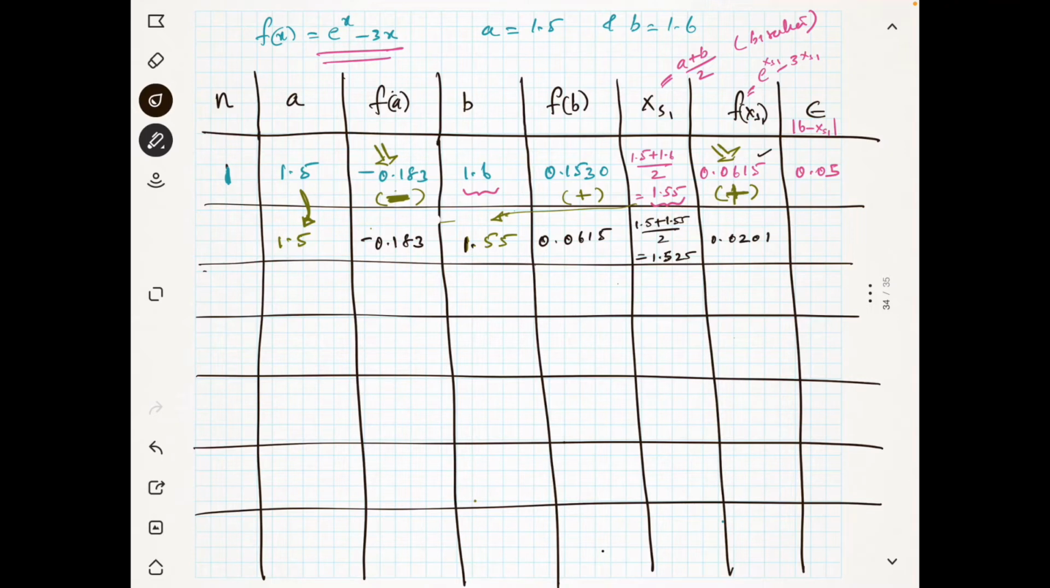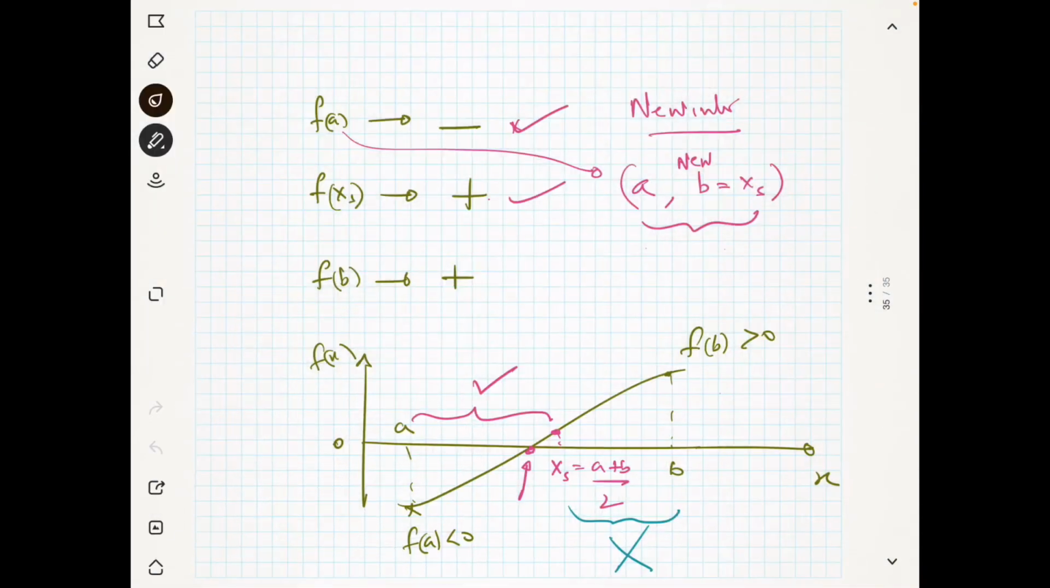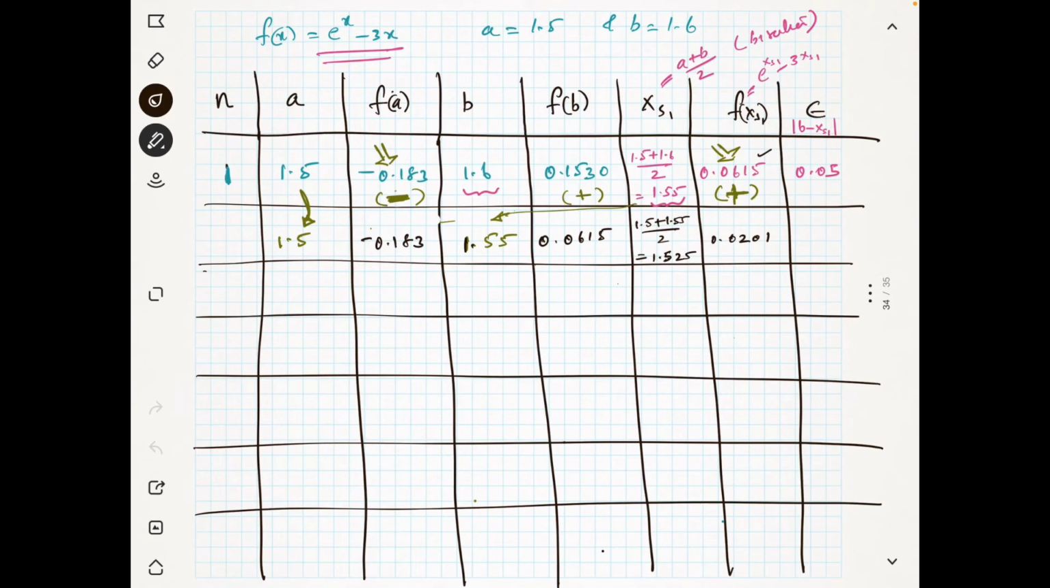And I will find f of x_s as 0.0201, and this value, of course, will be divided by 2, because you see in the next iteration you are taking this point and this point. After that you are finding the new x_s somewhere here, somewhere in between this a and b. So it is nothing but the average. So you will get here 0.05 divided by 2. Again it is divided by 2.